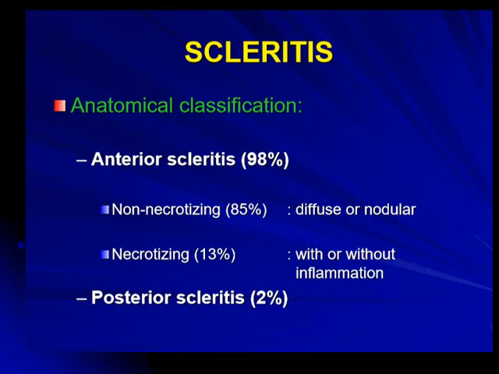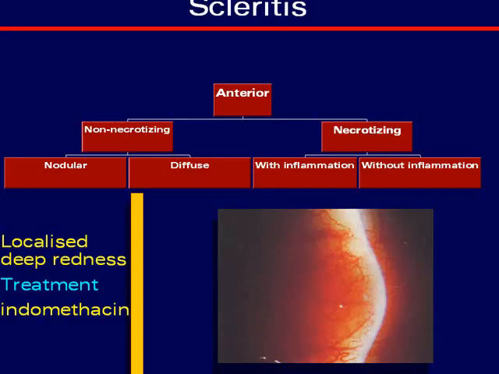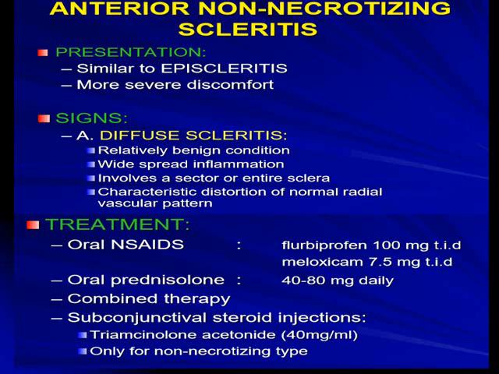And among scleritis, the necrotizing one is more serious, so it is less common than the non-necrotizing one, which is less serious. And anterior and posterior, because the posterior scleritis is more serious than the anterior scleritis, you can see that 98% of the scleritis is anterior, only 2% is posterior. This is the same thing. So as I said, anterior scleritis can be necrotizing or non-necrotizing.